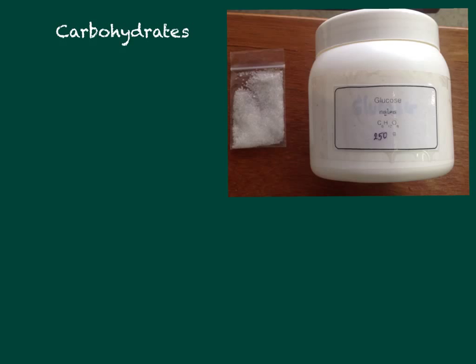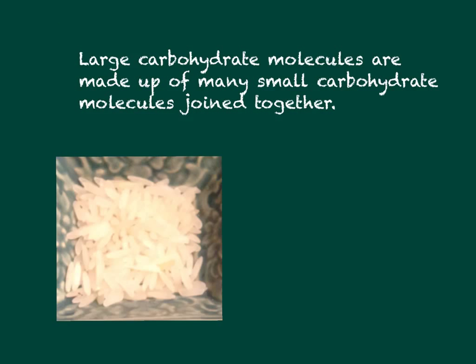Glucose and sucrose are small carbohydrate molecules. Cellulose is a much larger carbohydrate molecule. And large carbohydrate molecules are made up of many small units, many small carbohydrate molecules joined together. Another example of a large carbohydrate molecule is starch, which we find in rice or in bread.